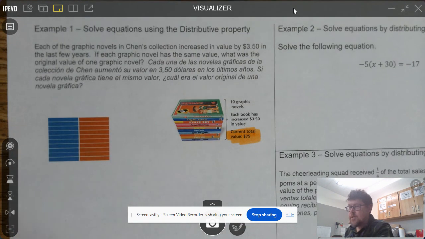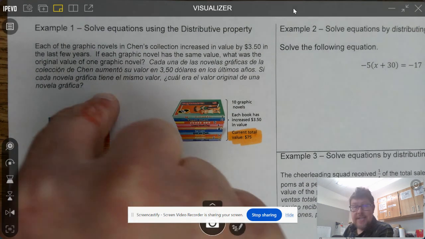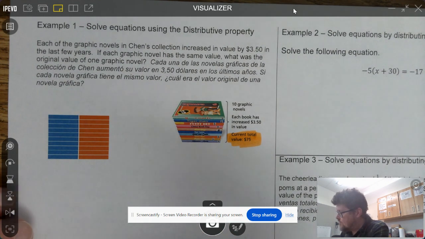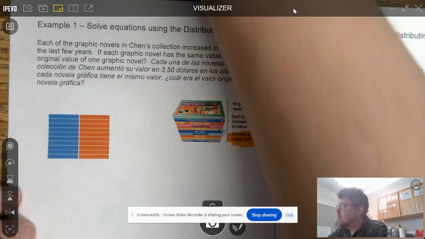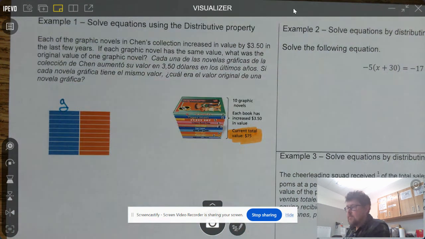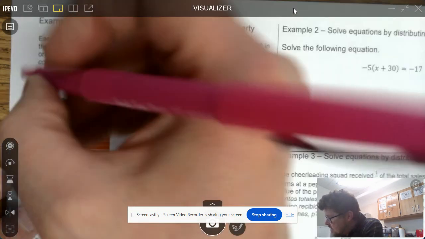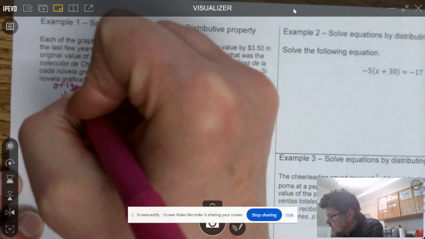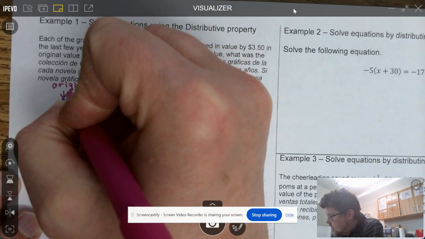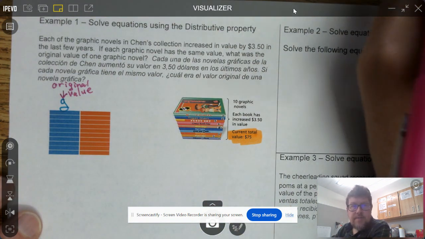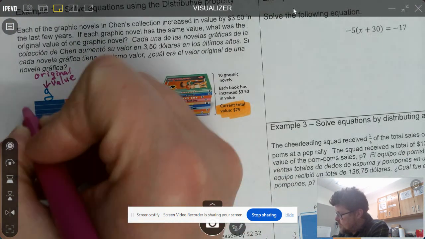Okay. So we can use this, it's called an area model, to kind of set up our equation for us, right? I think, what did I use? G as my variable. Yeah. So I used G as the variable. This is the original value of each book. Original value. There are 10 of them.